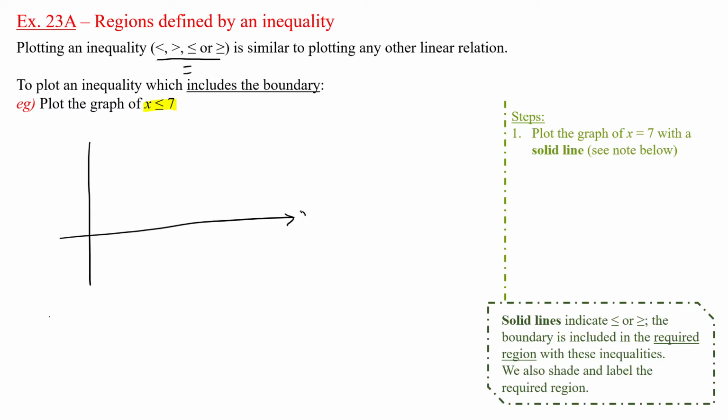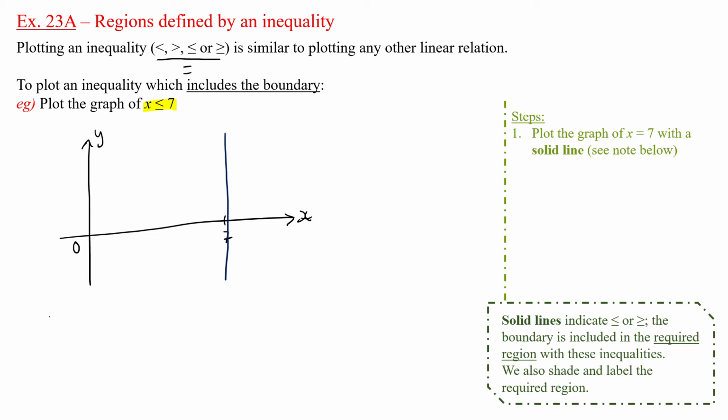So if I have my x and y axes, it doesn't have to be very well drawn, and I have 7 there, my graph for that would typically look like this. It should go through the 7. Sorry, I'm drawing on a graphics tablet. I plot the graph of x equals 7, in this case with a solid line, and the note here in the bottom right hand corner states that solid lines indicate either less than or equal to, or greater than or equal to. In these cases, the boundary is included in the required region, and that's that little or equal to part of that inequality.